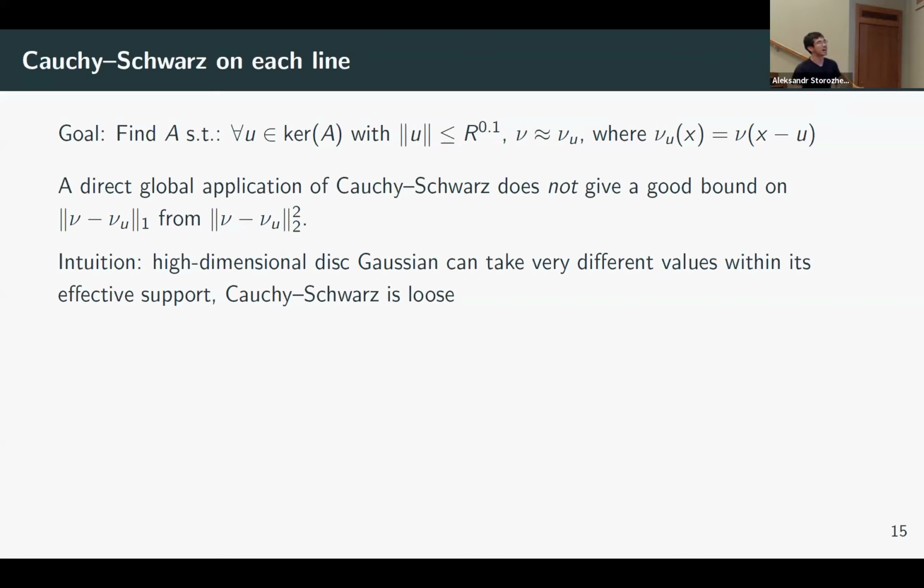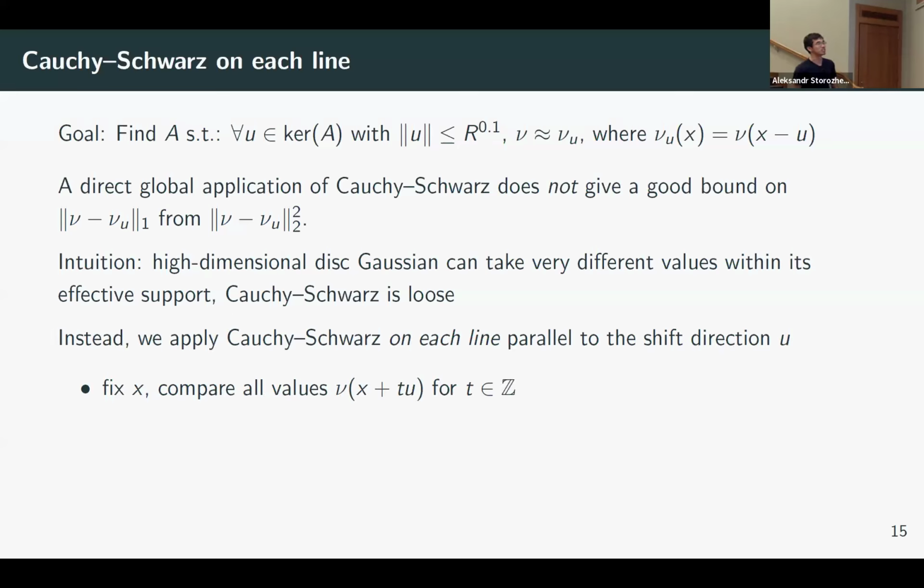This is because in high dimensions, the discrete Gaussian can take very different values within its effective support. The value of the probabilities can even differ by something exponential. So Cauchy-Schwarz directly applied on the effective support is very loose.